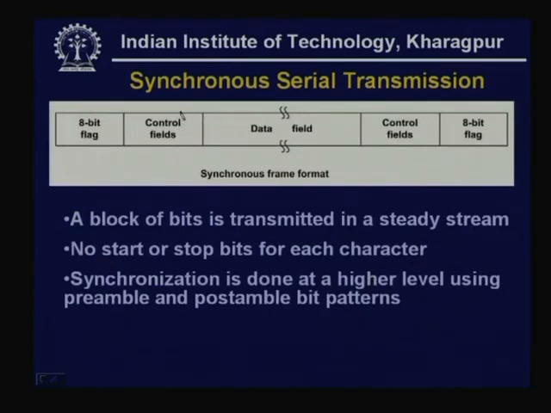And here is the synchronous serial transmission, how it is being done. A block of bits is transmitted in a steady stream. Here is the data field. It can be very large, it can be say a few kilobits, and there is a preamble, 8 bit flag and some control bits, and there is a postamble with control fields, which can be error correcting codes and error detection codes, and an 8 bit flag which is the postamble. So, preamble and postamble are provided along with the data, but the percentage of overhead is very small. So, here the synchronization is done at a higher level using preamble and postamble bit patterns, as I have mentioned. So, a special character is sent at the beginning and at the end to mark the beginning and end of a stream of data, and this is the synchronous frame format.